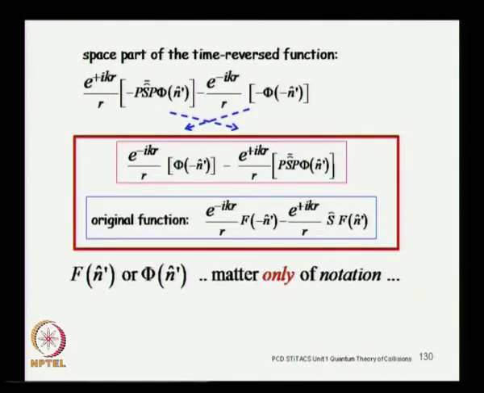And since notation is not central to physics, you can call a function f, phi, psi, xi, whatever. What is important is that it is a certain function of a direction. So here the direction is n prime, here the direction is minus n prime, and these things you cannot tamper with. So here you have a function of n prime, here a function of minus n prime, it is exactly the same.